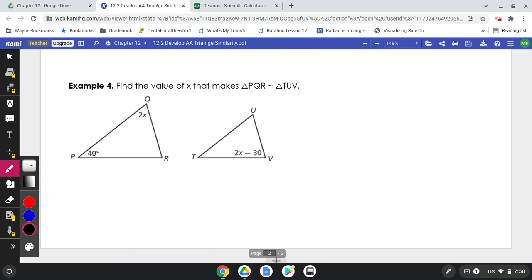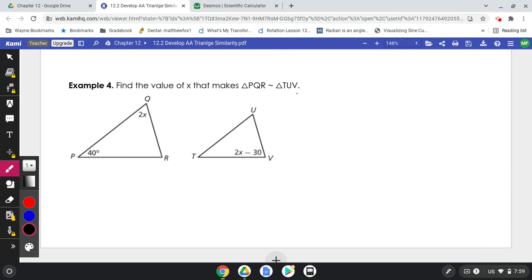All right, just a few more. If we look at this one, it says find the value of x that makes PQR similar to TUV. Now, we know in order for them to be similar, all the angles would be the same. So P and T would be the same, they're in that first slot. Q and U would be the same, they're in the second spot, and R and V would be the same, they're in that third spot. And we only need 2 to prove it, because if we have 2 that are the same, we can automatically find that third one because all triangles add up to 180.